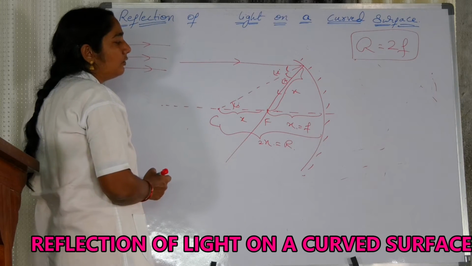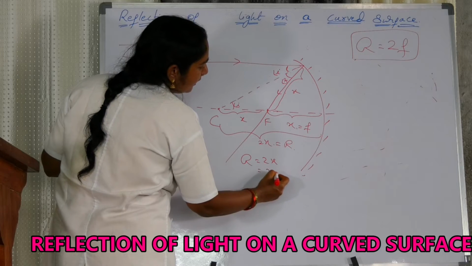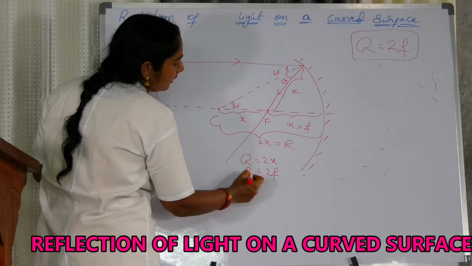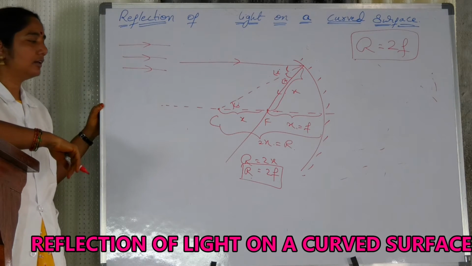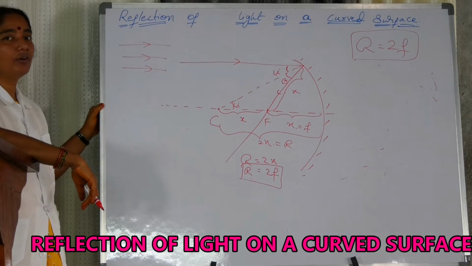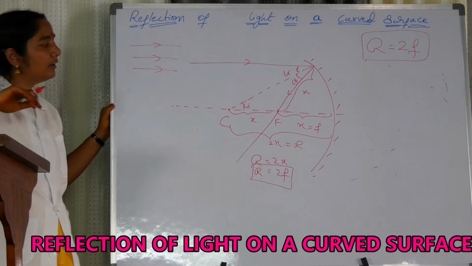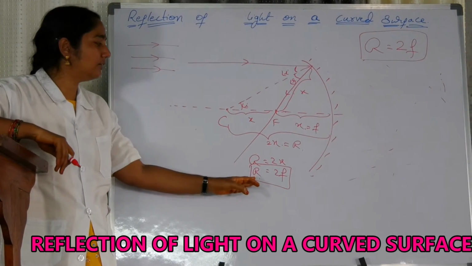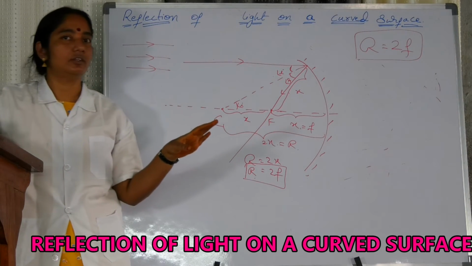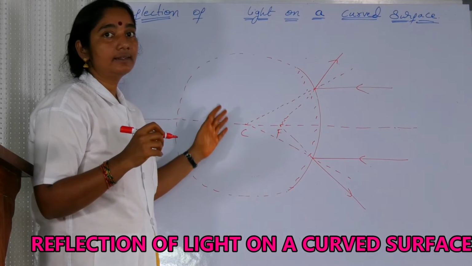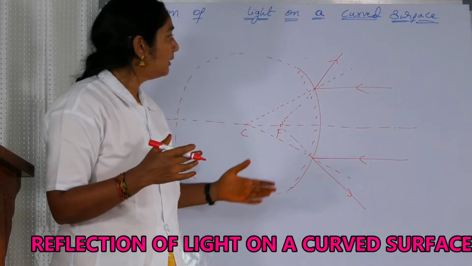So r is equal to 2x. So r is equal to 2x, that is nothing but r is equal to 2f. So the radius of curvature is double that of the focal length. That is the relation between r and f. Wherever it is required, we will be using the relation r is equal to 2f, and this is the reason why we are using it.